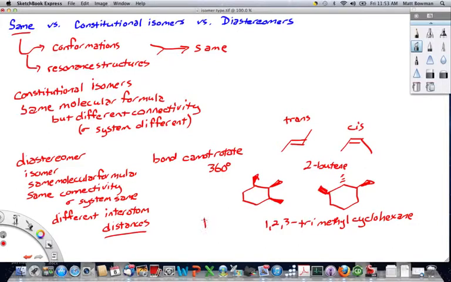Another example of a diastereomer of these two compounds could be this case right here. Here, 2 of them are on the same face, one's on the opposite face, but they're different from this one. So these are all diastereomers.